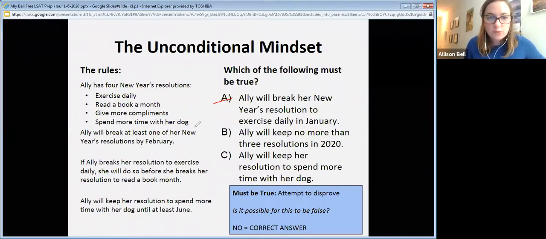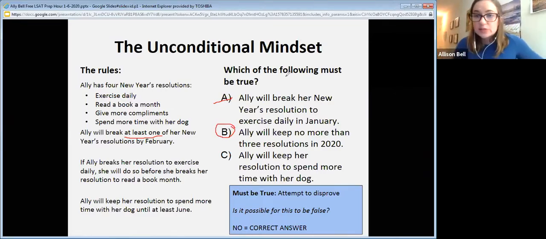Well, I had 4 to begin with, and the first rule tells me I'm going to break at least 1 by February. So it looks like it's not possible for this to be false. It has to be true that I'm not going to keep more than 3 resolutions. I can't keep 4 according to the rules. So B looks like a possible correct answer to this question: which of the following must be true?